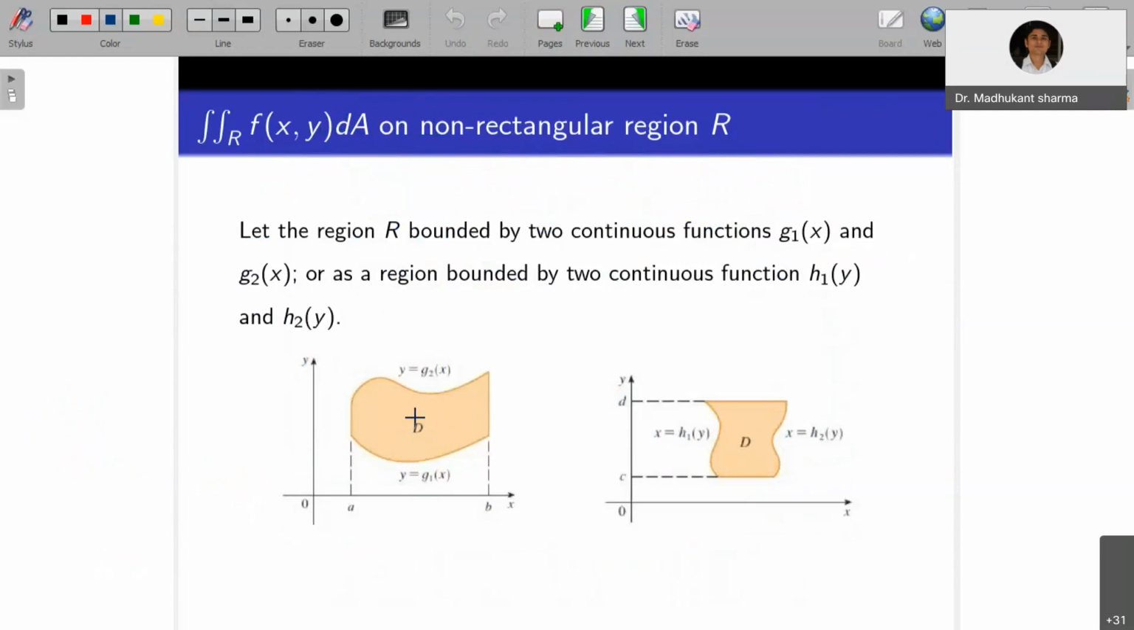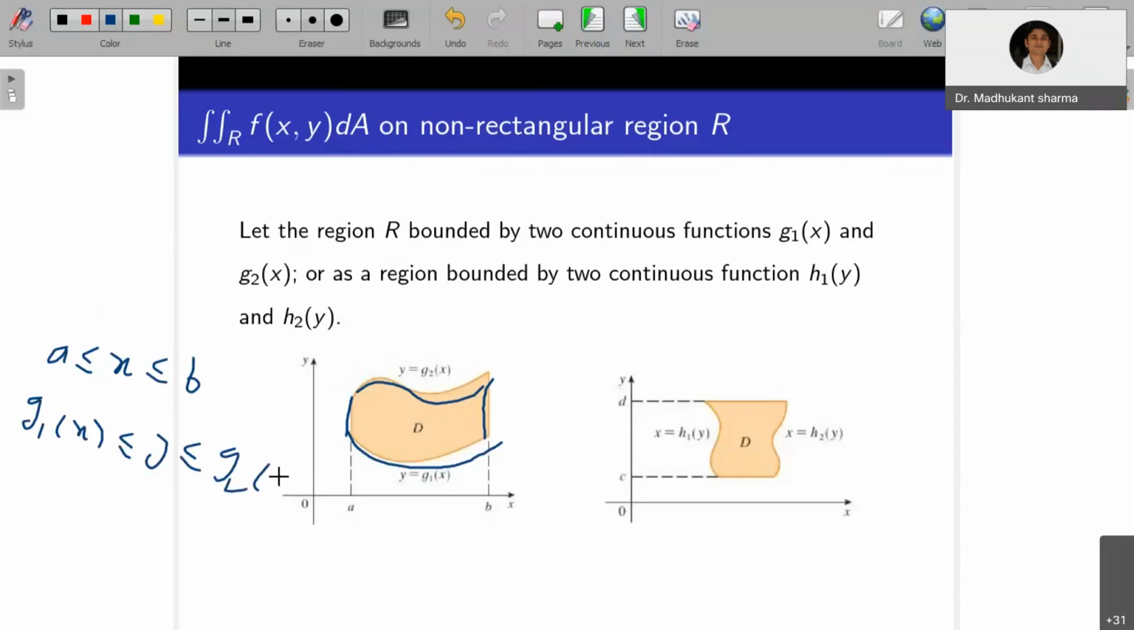Okay, I'm not saying only two. So you have one of these: this is bounded by x equals a, the first graph you can see x equals b, and the curves y equals g1 of x to y equals g2 of x. So the limits are a less than or equal to x less than or equal to b, and y is g1 of x less than or equal to y less than or equal to g2 of x.